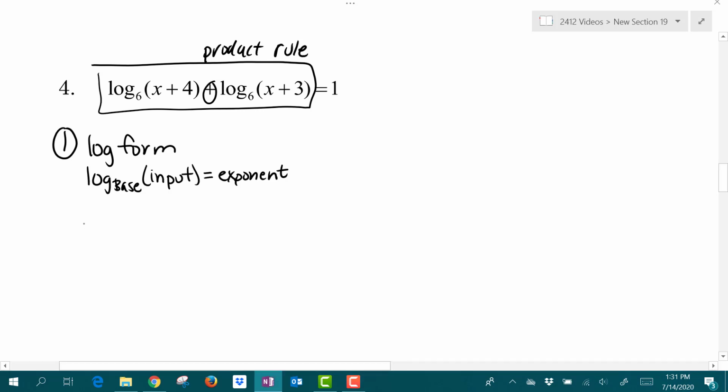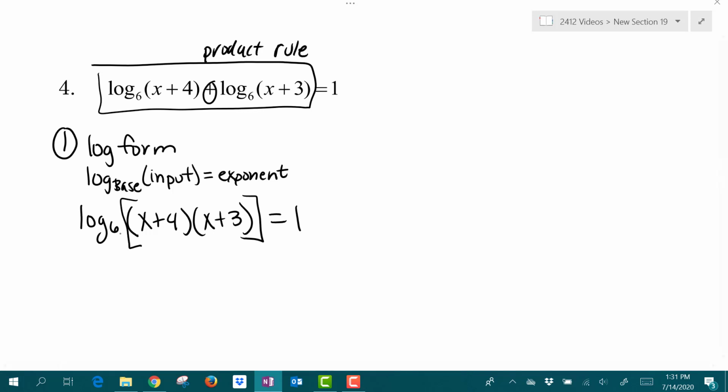Alright, so the product rule says that we can take those 2 inputs and we can multiply them together inside of the same log of the same base. Alright, so now we have 1 log by itself on one side, we have a base, and we know the 1 input, and we have the exponent on the other side. Now let's simplify a little bit before we move on. I'm just going to go ahead and actually multiply out what's on the inside.